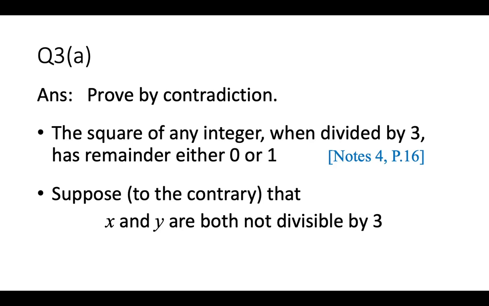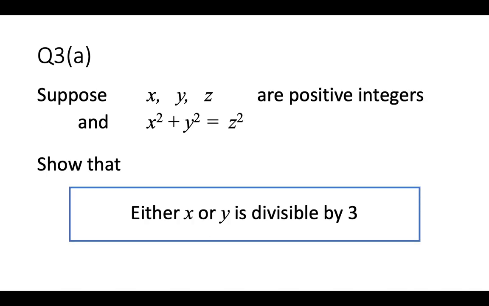So what do we say? We assume this is wrong. So we assume x and y are both not divisible by 3. In that case, the square of x when divided by 3 will have remainder 1, and the square of y when divided by 3 will also have remainder 1.